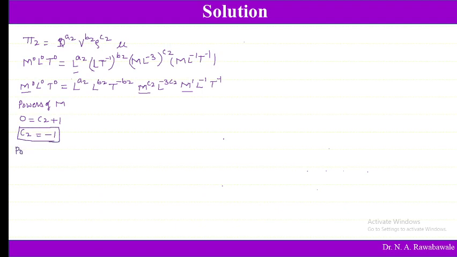Then collecting powers of t, directly I go for this t. Okay, then we come for L. So the power of t on the left hand side is 0, here minus b2, and t to the power of minus 1. So therefore we can write b2 as minus 1. So we got b2 as minus 1.